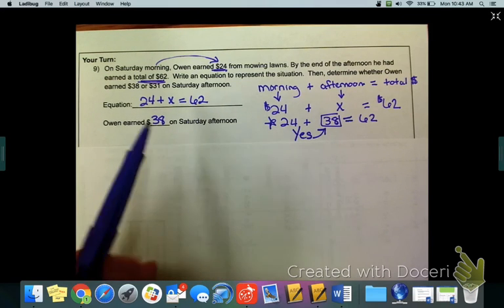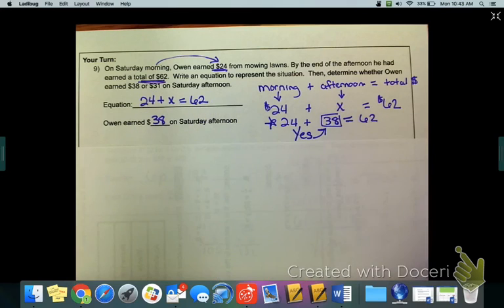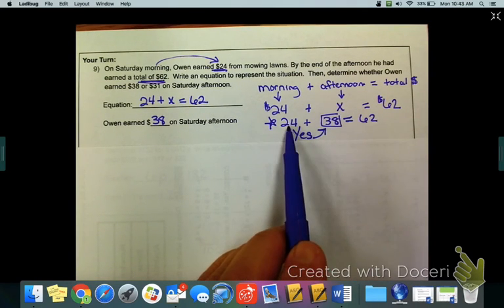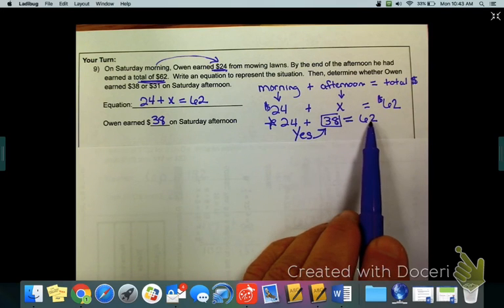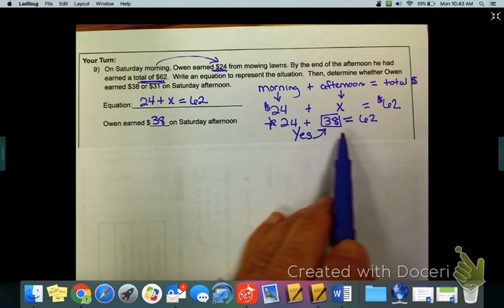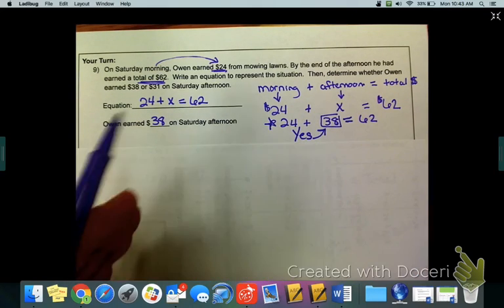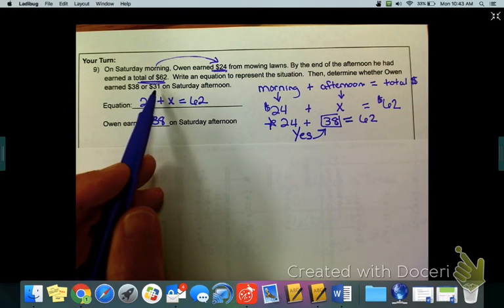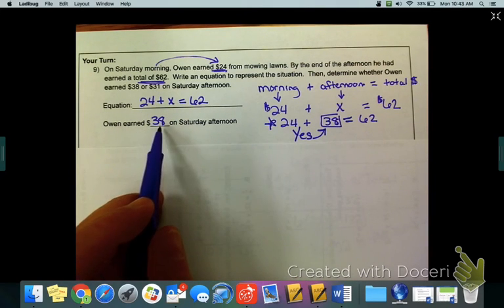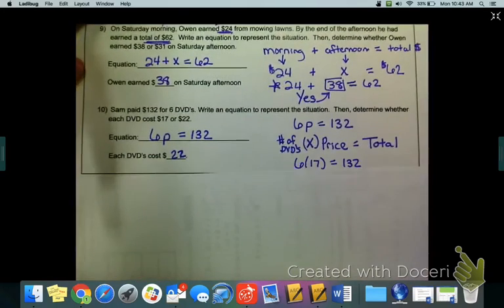And now I have to determine, did he earn $38 or $31 Saturday afternoon? Well, I started with 38, I plugged it in, and I did 24 plus 38 equals 62. And I found out, yes, that is the solution. Once I realized that they were equal to each other, then I didn't even try 31. I knew that that was my solution. So Owen earned $38 on Saturday afternoon. Okay, let's look at number 10.